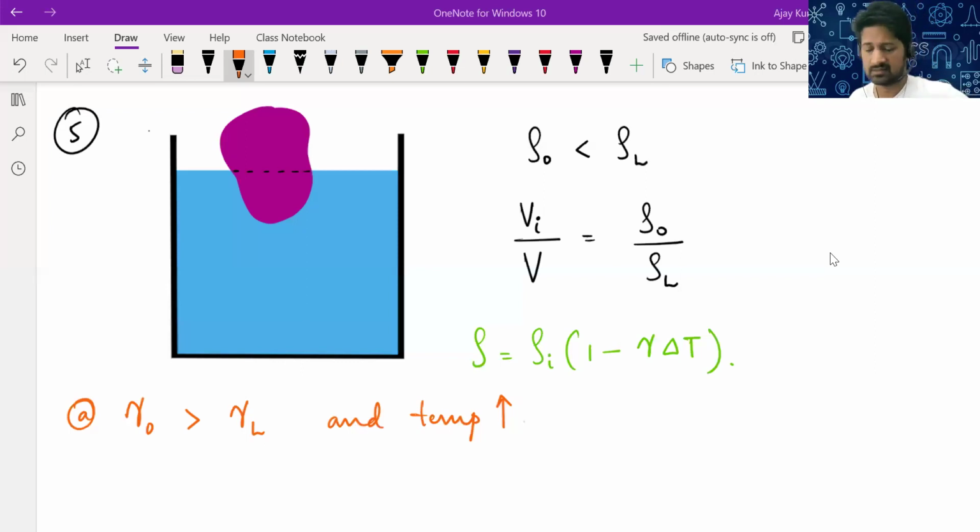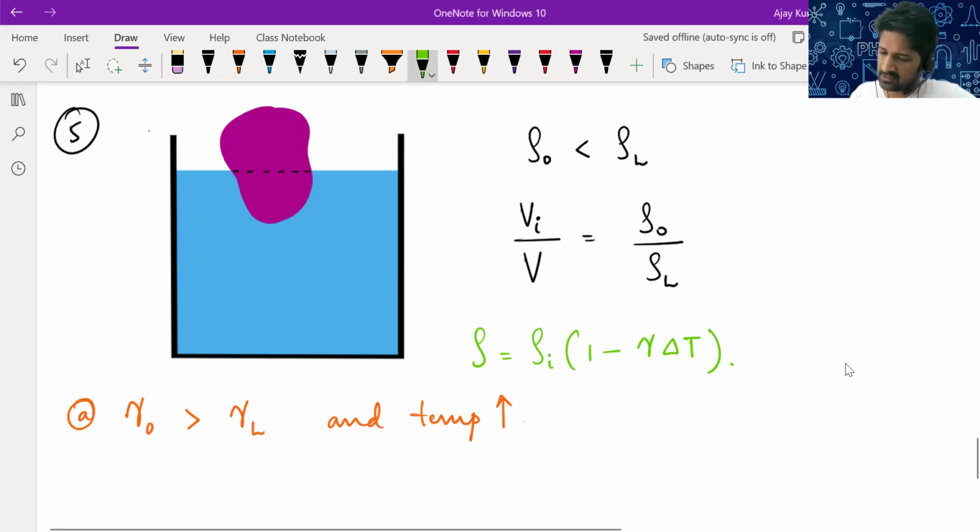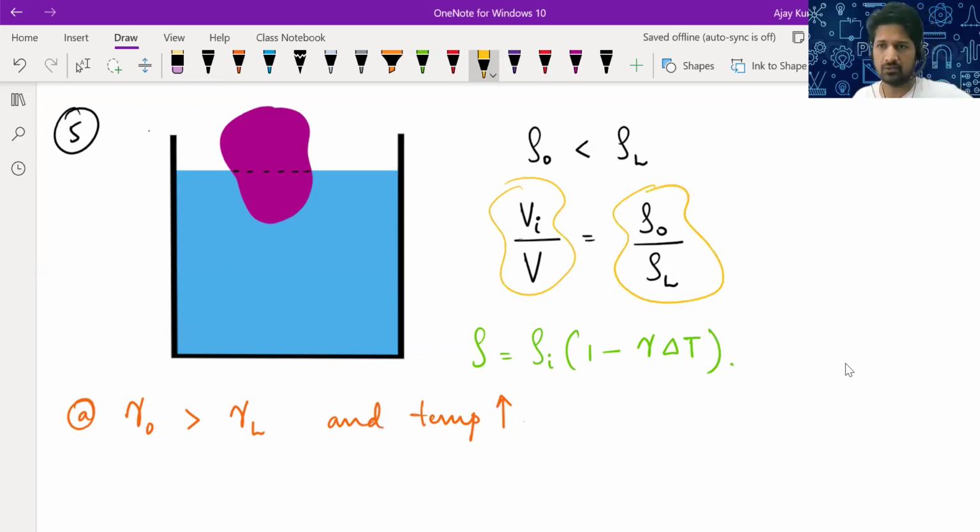Right. Let's discuss the answer. I got one answer as the immersed volume decreases. Fine. See this, I have given you the formula also here. Fraction of volume immersed only depends on this density ratio. So you just have to think of what happens to this ratio when you raise the temperature. Let's see.